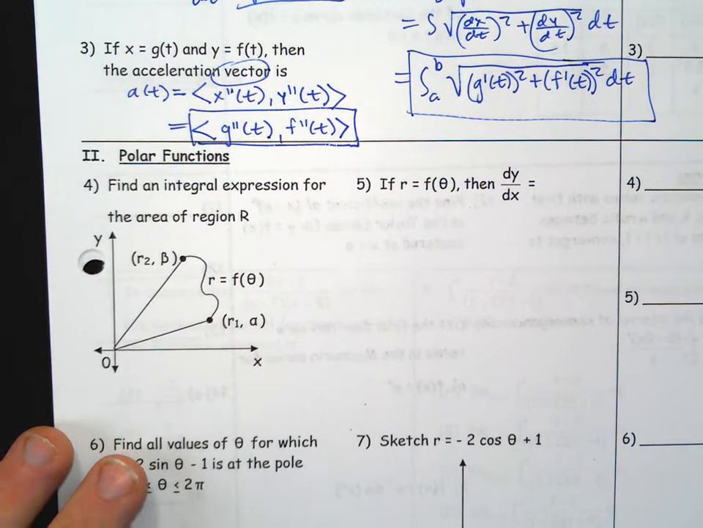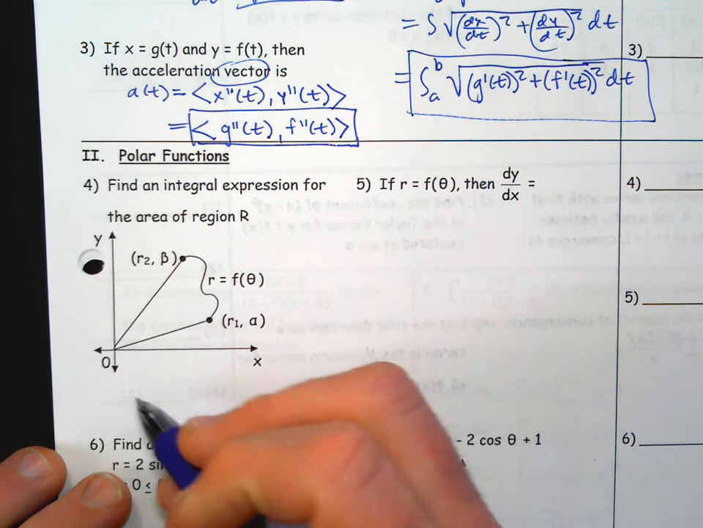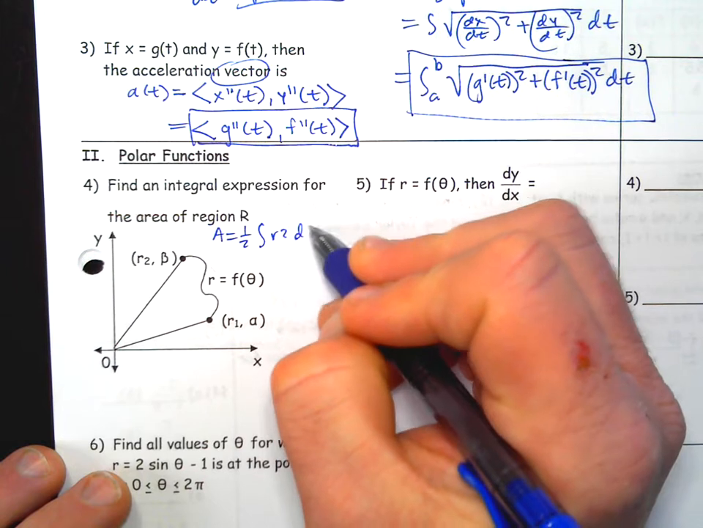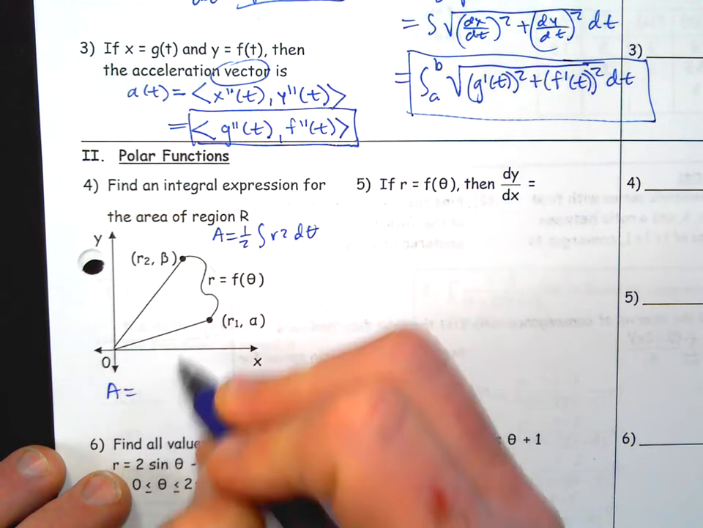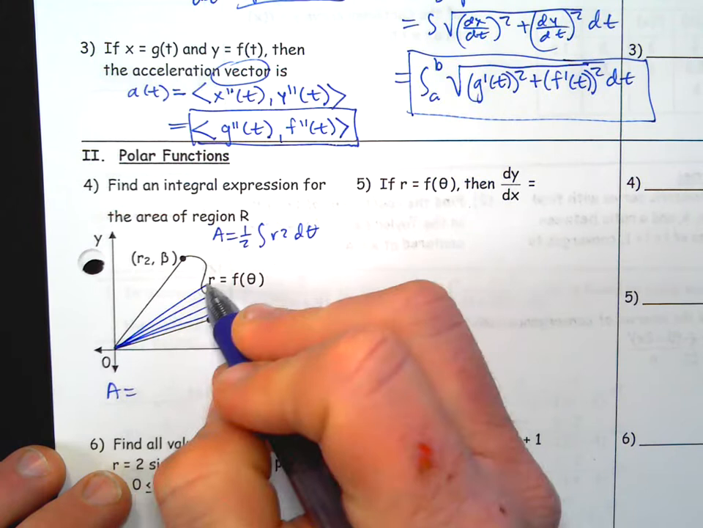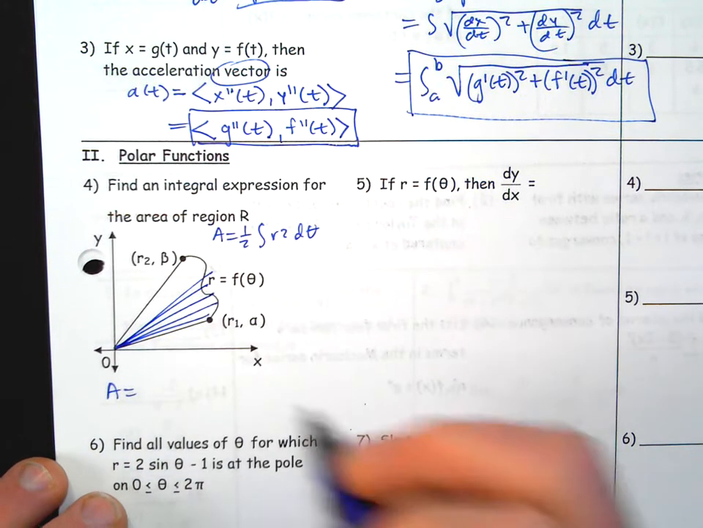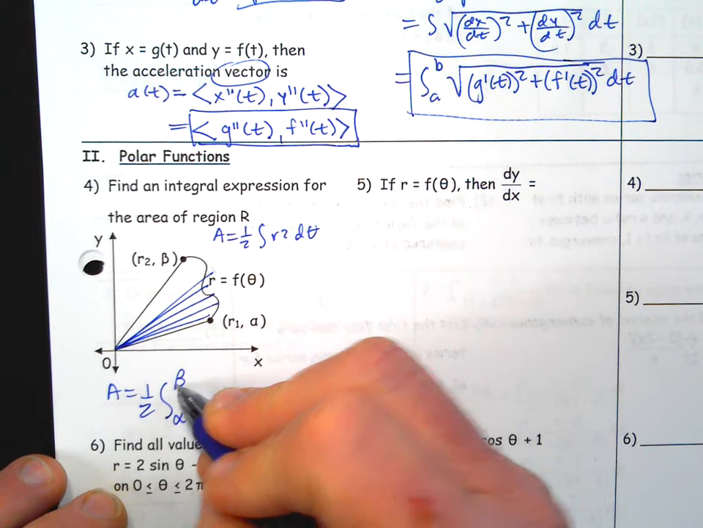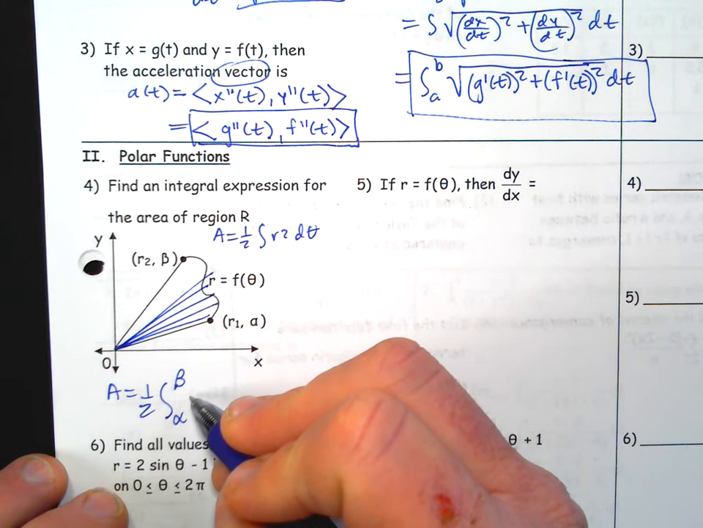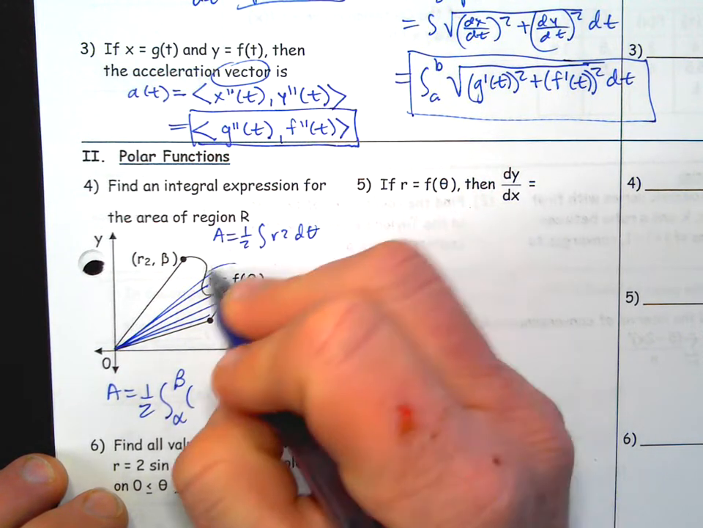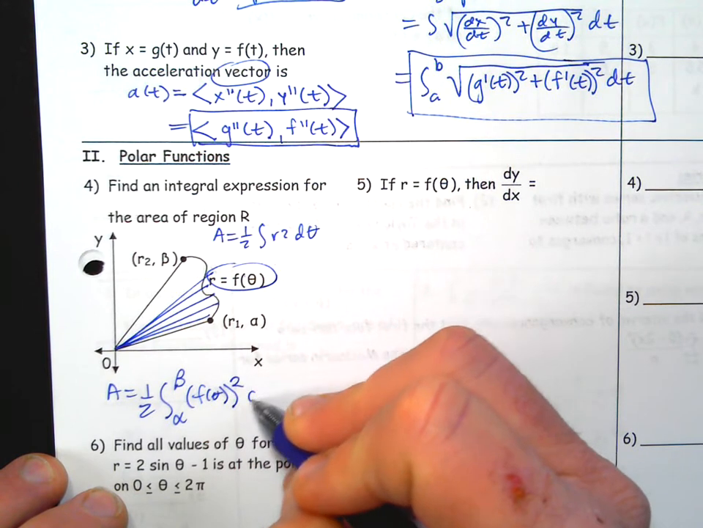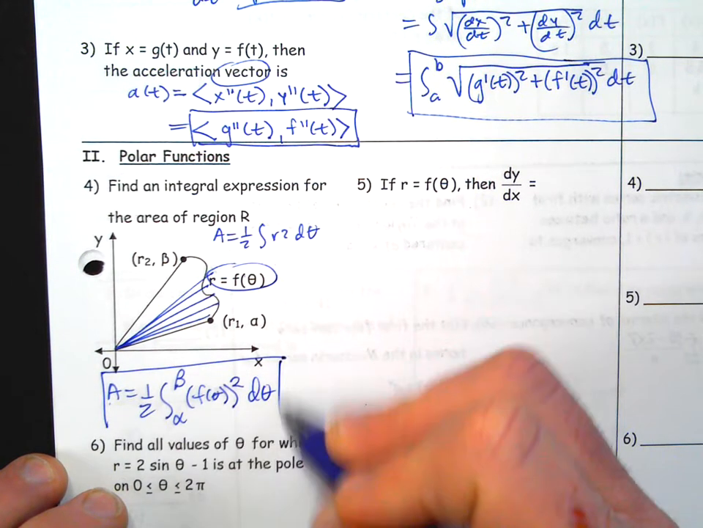but I think you probably put parentheses on the AP test. Okay, find an integral expression for the area. You need to remember that the area of a polar curve is 1/2 r squared d theta, and it slices it up into these kind of sector-looking slices. So it's going to be 1/2 integral from alpha to beta, and the radius is equal to f of theta, so we're going to put f of theta squared d theta. So that's what we're looking for there.